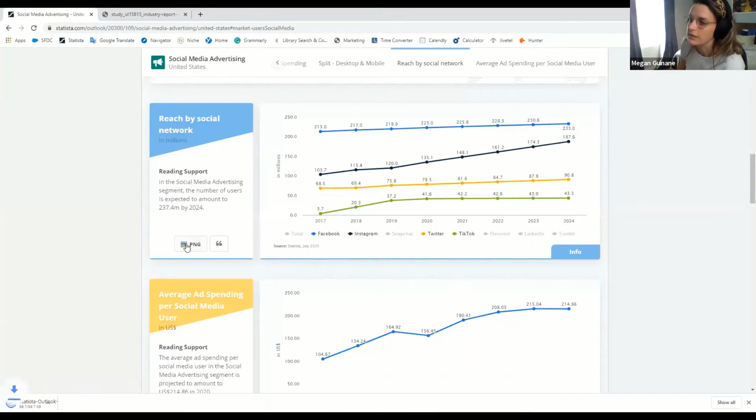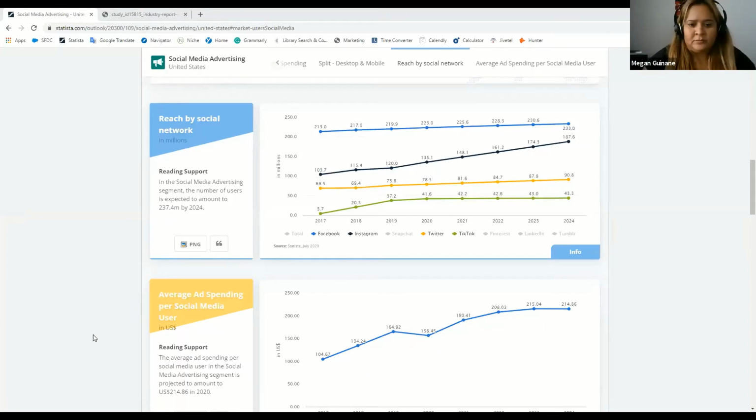And then you can click the PNG image. Priscilla, can you see the image that I exported? Not yet, no. No? Okay, that's fine. But this can be exported as an image.